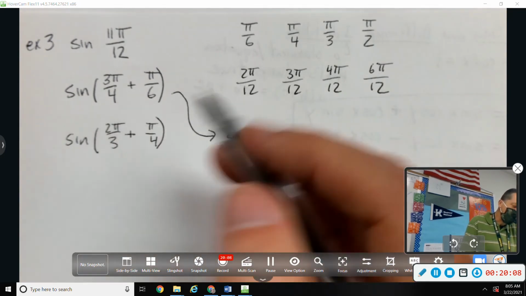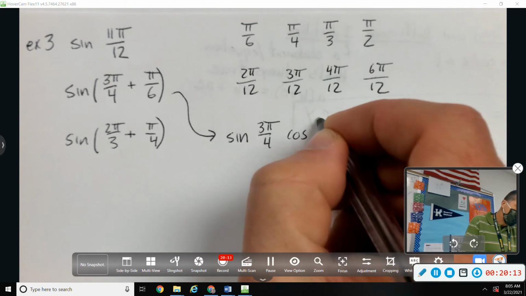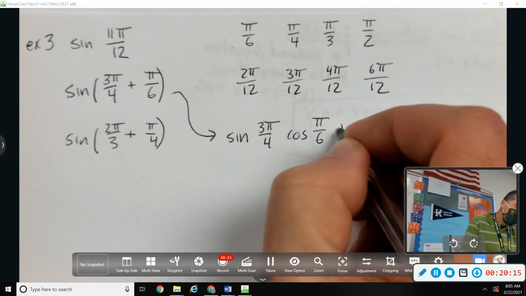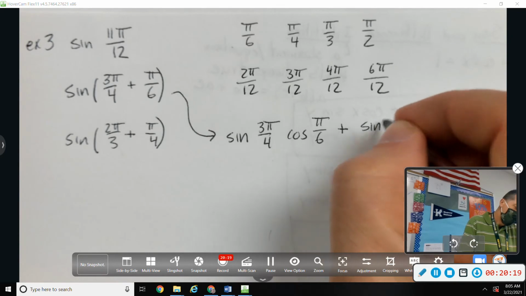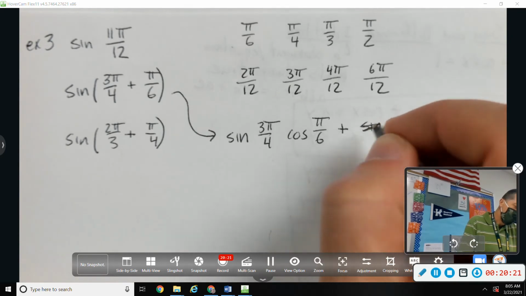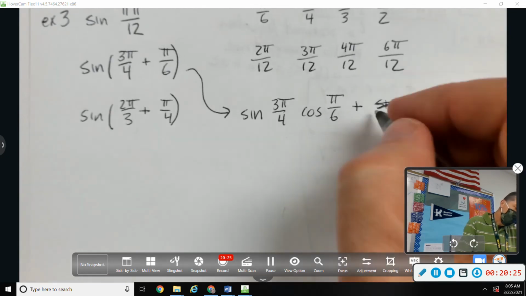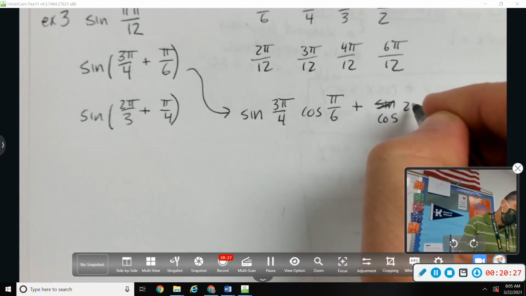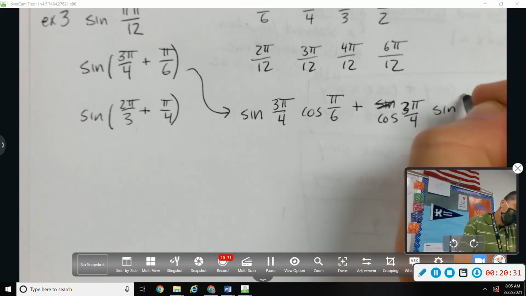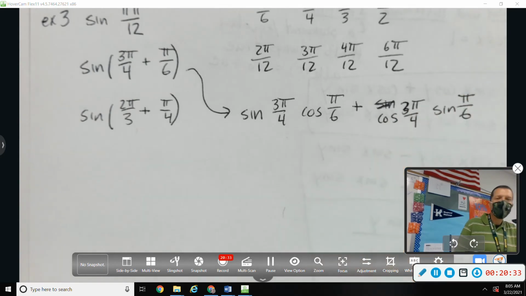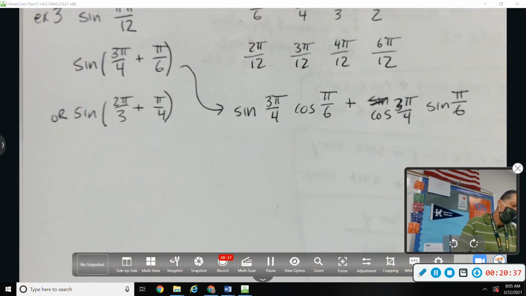All right, so the sine one is sine of the first, cosine of the second, plus vice versa. Whoops, put them in the right order that I wrote them. Cosine of the first, sine of the second.